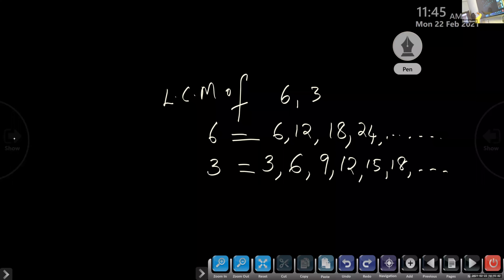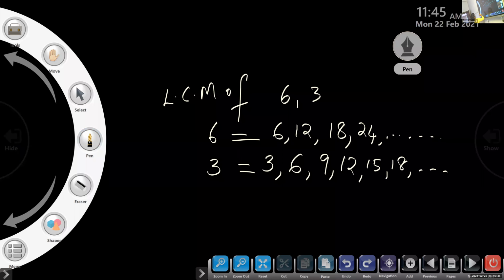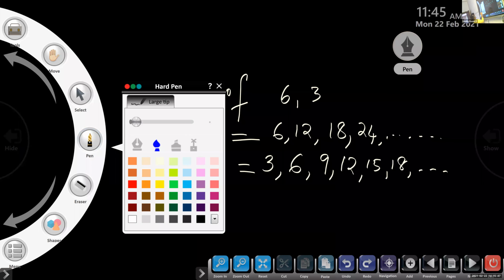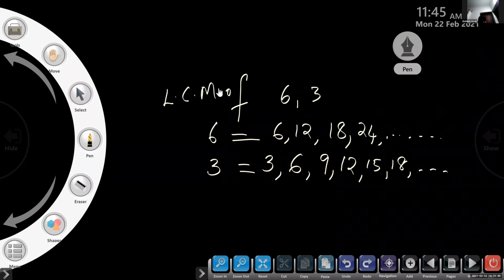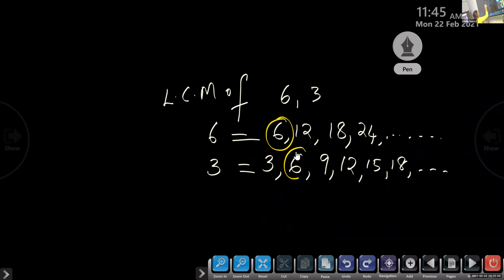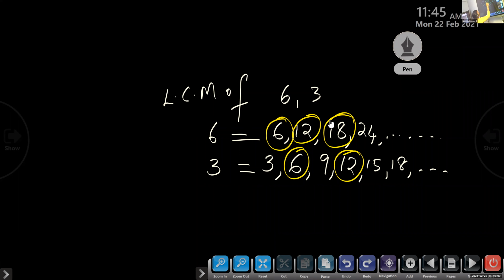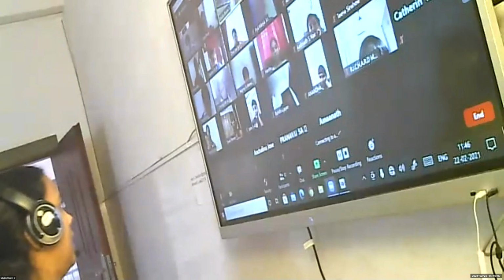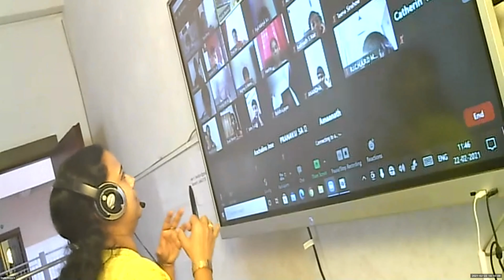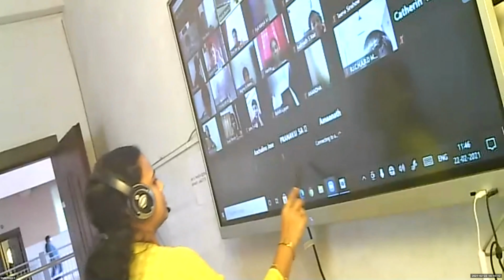Now children, my question is to find the LCM, the least common multiple. First of all, what will I do? I will circle all the common multiples. 6 and 6. Here there is 12, here also 12. Here it is 18, and 18. So children, I don't want the highest, I will take only the least. So which is the least from this? 6.